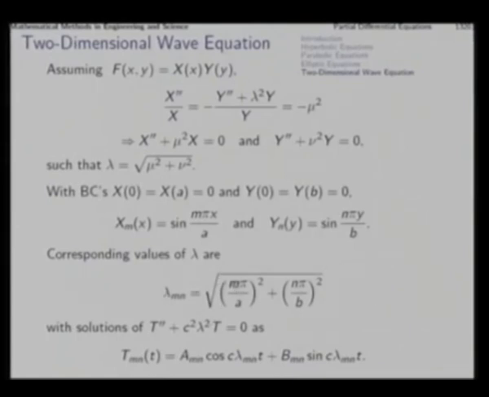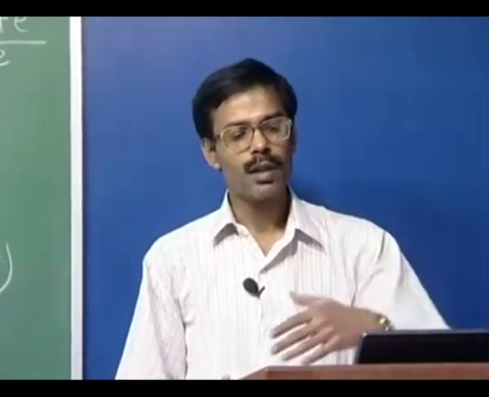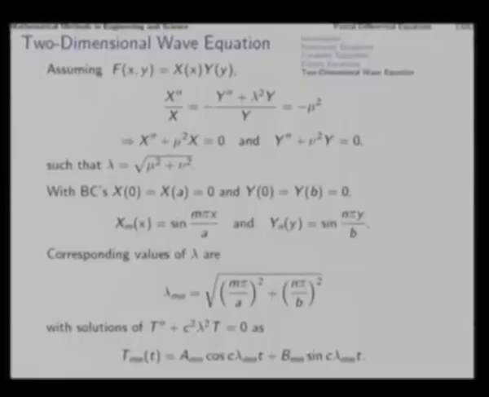So, for every value of m and for every value of n we will get a value of lambda. That means, if we take m equal to 1, 2, 3, 4 and n equal to 1, 2, 3, 4, then we will get a set of 16 values of lambda: lambda 1 1, lambda 1 2, lambda 1 3 and so on. So, for every pair of values of m and n we will get a value of lambda.